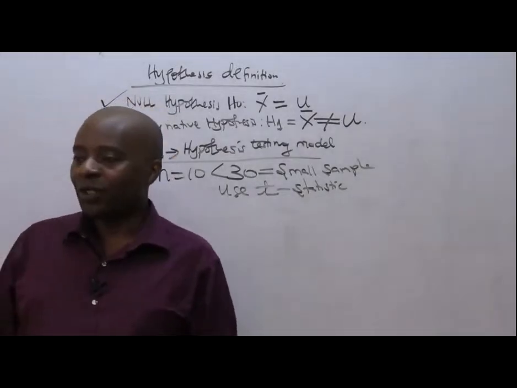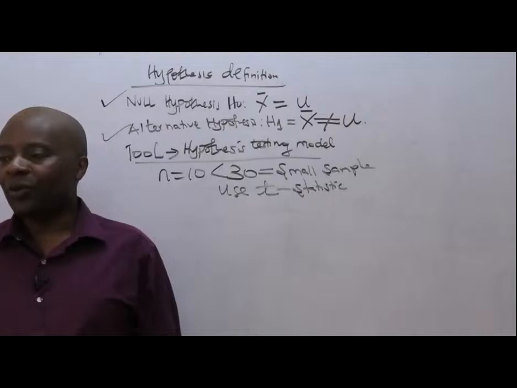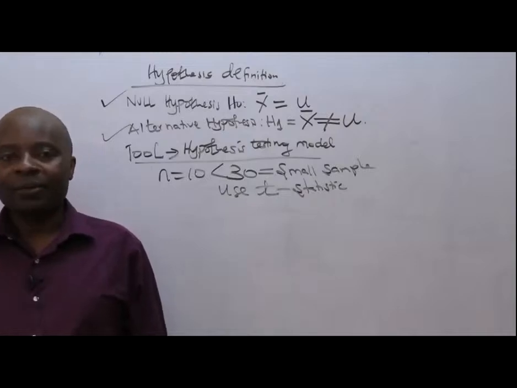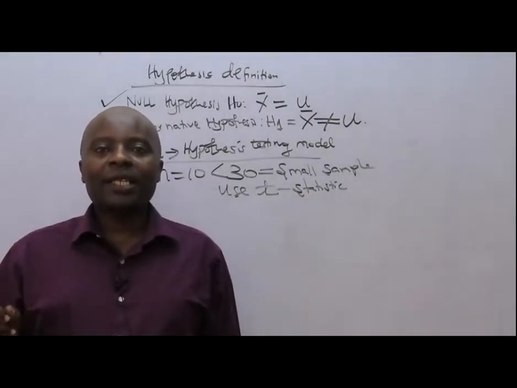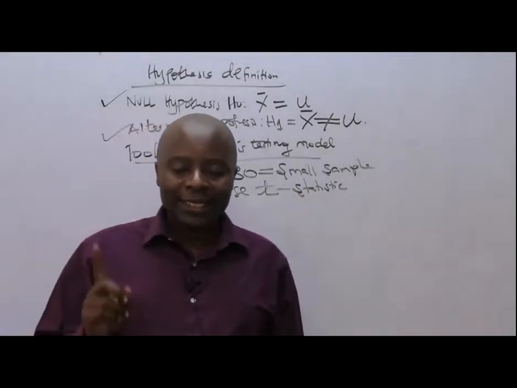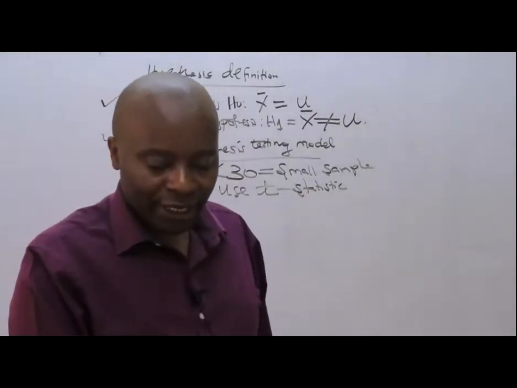So now we can continue. What have we said? Small sample, we use what here? The T statistic. And the large sample, we use what here? The Z statistic.